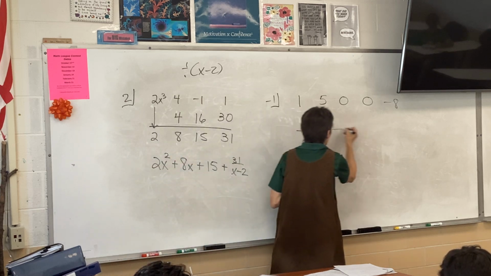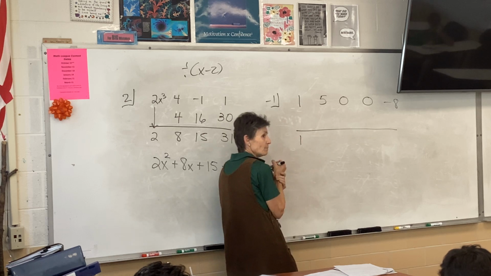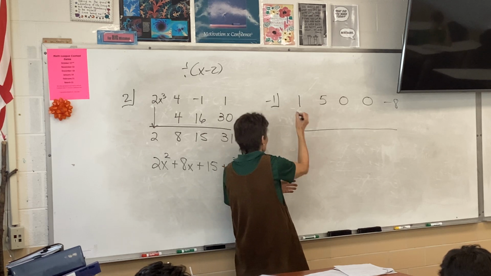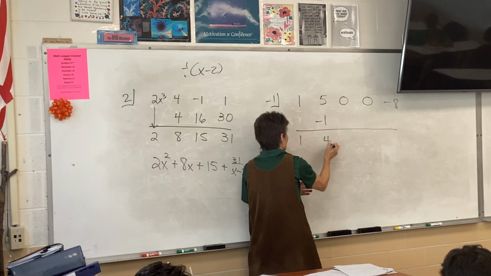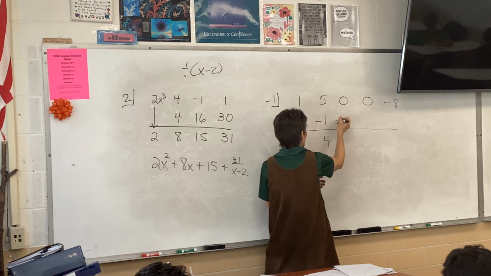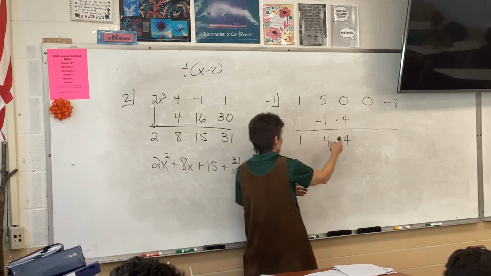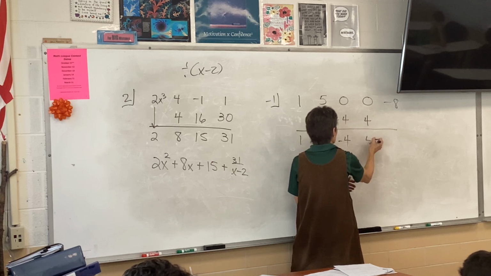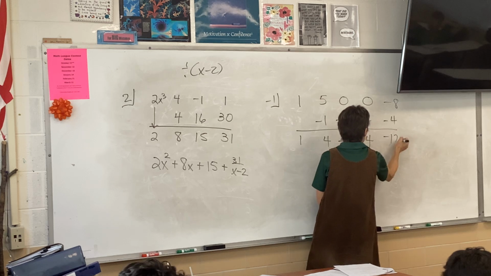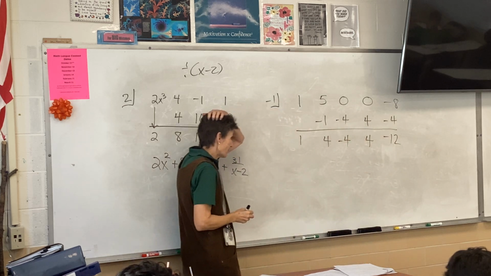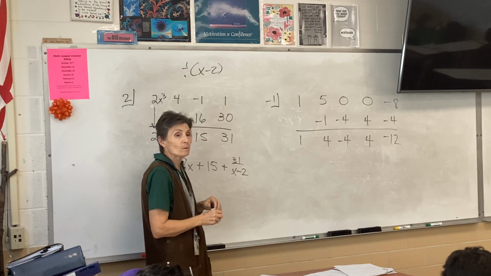All right, so here we go. Everybody ready? Got set up? Bring the 1 straight down. -1 times 1, write it here. Add. -1 times 4, write it here. Add. -1 times -4, add. -1 times 4, add. I double check my math there. How's that work? Good. So then we write the answer.